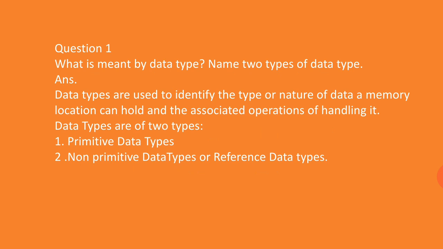So data types are used to identify the type or the nature of the data a memory location can hold. Means ultimately the data where it is going to be stored, it will be stored in the memory location. Alright, and depending upon the type of the data, different operations can be performed upon that data. And the types specified: primitive data type and the non-primitive data type or the reference type.